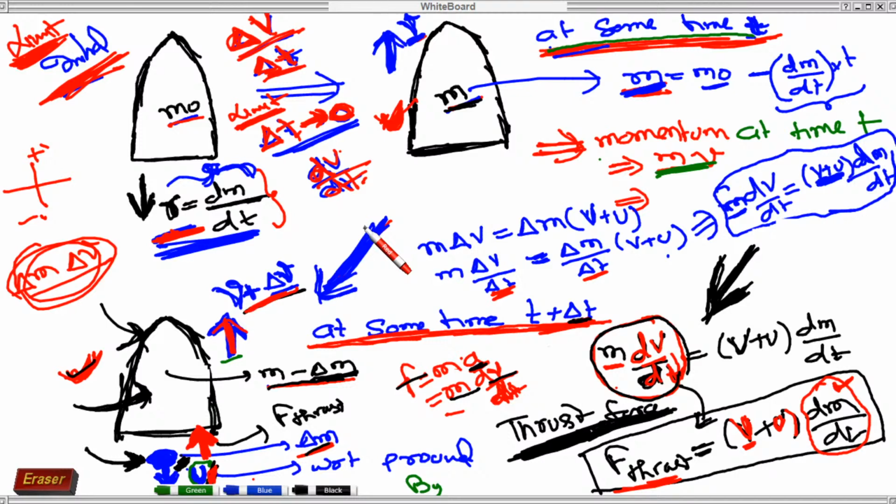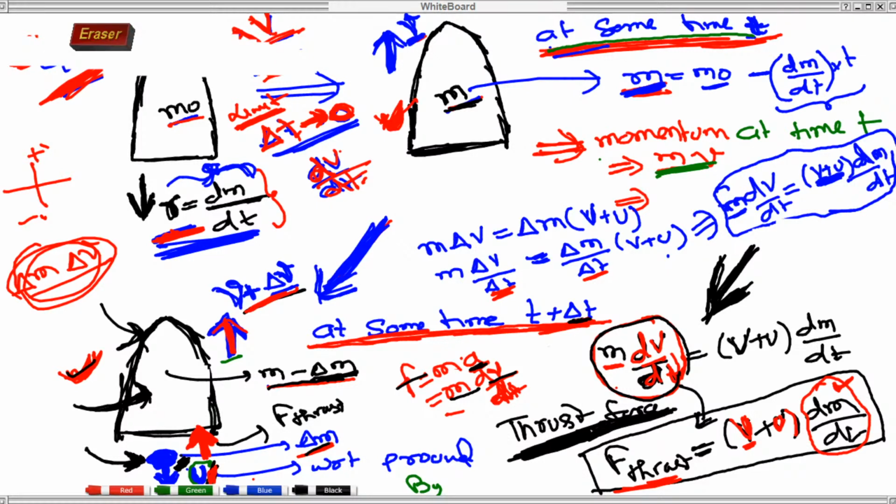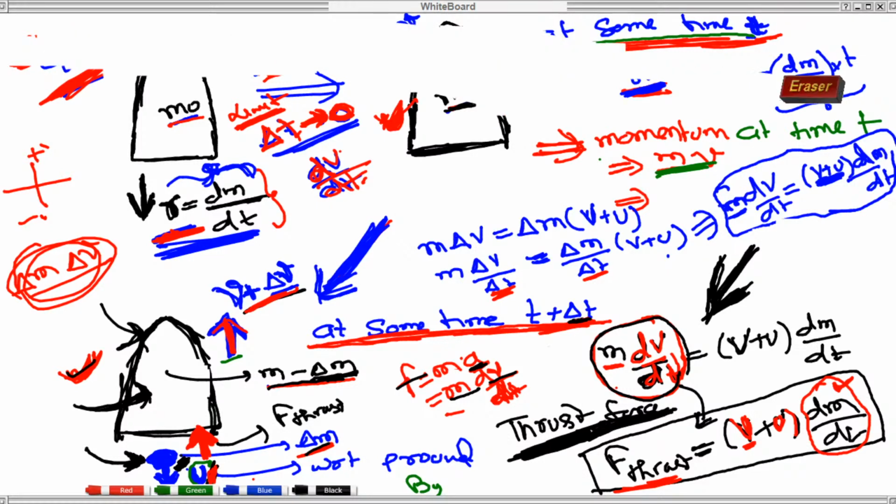Now, this is the ideal condition, and I'm not considering the gravity. So let's think about the gravity. I will not rub this equation, because I have to explain it a bit more.